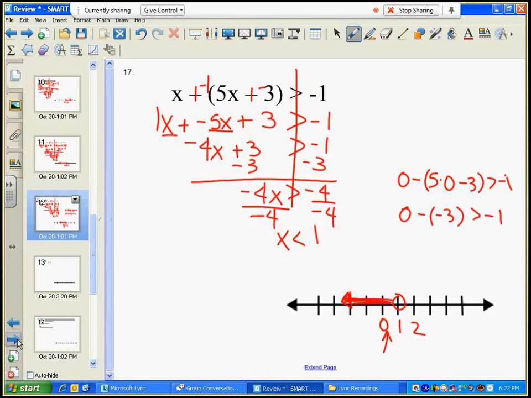I did the stuff in the parentheses first because that's what PEMDAS tells me to do. Okay, now I know this is leave chain change. It becomes plus. So 3 is greater than negative 1. Is that true? It's true. That means I shaded the correct side of my endpoint.